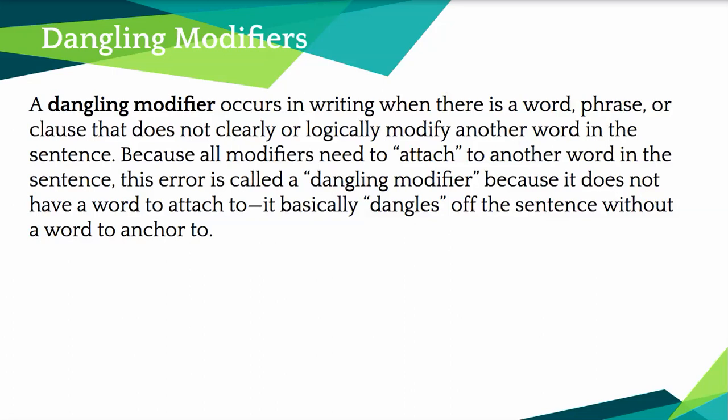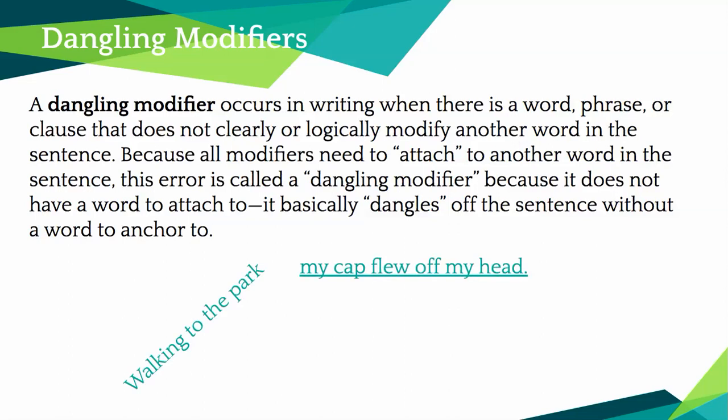So here's an example. Walking to the park, my cap flew off my head. The main clause is my cap flew off my head. That's the main action. Walking to the park describes kind of when this happened or how it happened. The problem is that the cap can't walk. The writer most likely intended that he or she was walking to the park and then the cap flew off his or her head, but that's not what they wrote.